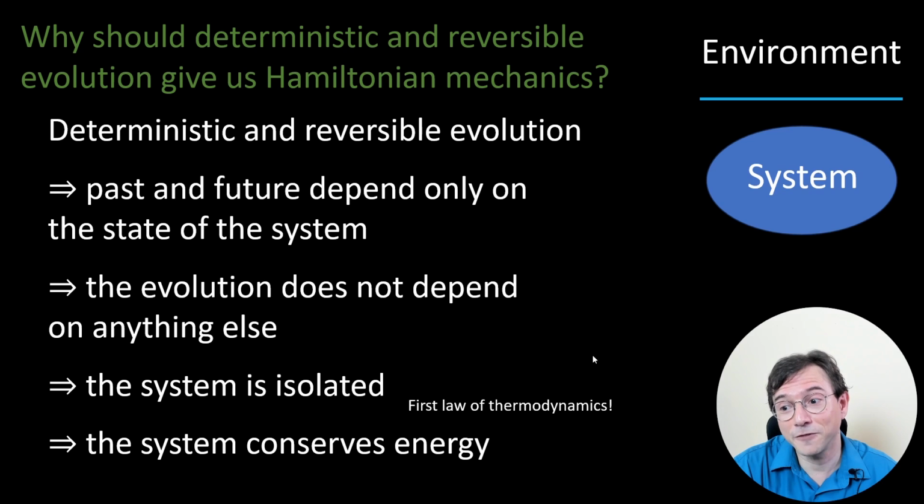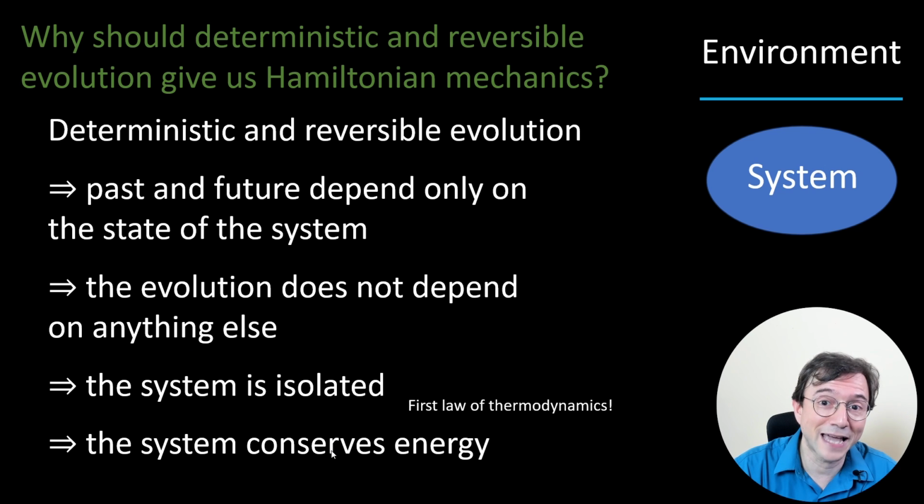And then we know from the first law of thermodynamics that a system that is isolated conserves energy. So essentially what we have found, by going from determinism and reversibility to Hamiltonian mechanics, is a stronger version of the first law of thermodynamics, in the sense that not only are we showing that a system that is deterministic and reversible, which means that it's isolated, has to conserve energy, but that an energy exists, a Hamiltonian exists, and the Hamiltonian is really the potential for this flow of states that is deterministic and reversible. So there is a strong connection between the foundation of thermodynamics and the foundation of classical mechanics.